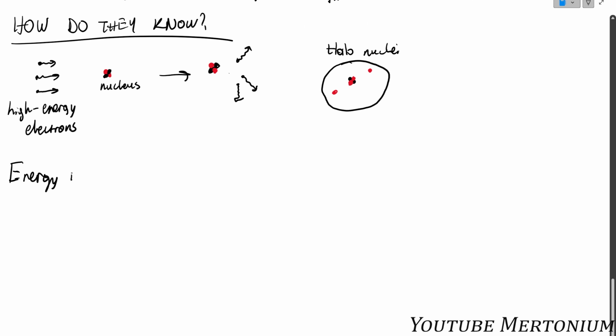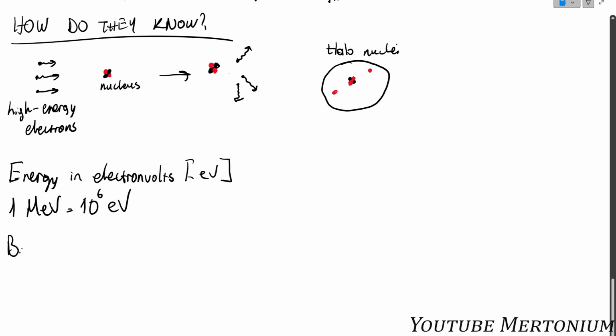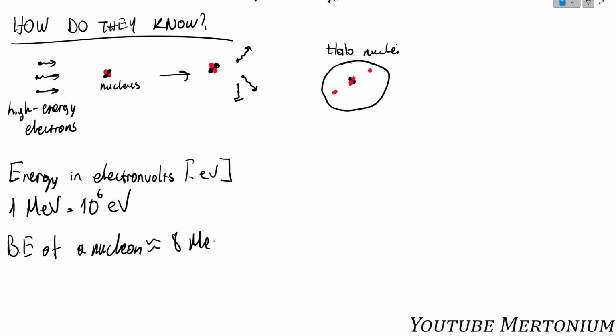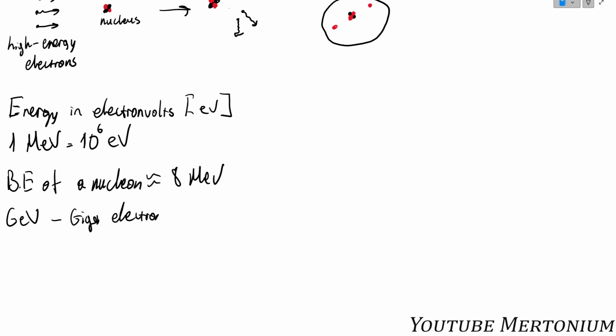When it comes to energy, physicists use the electron volt, or eV for short. 1 electron volt is the energy an electron gains when it moves through a 1 volt potential difference. For nuclear processes, we usually talk in mega electron volts, or 10 to the power of 6 electron volts. For example, the binding energy of a nucleon in a typical nucleus is around 8 mega electron volts. Even higher energies, like those in particle physics, are in giga electron volts.